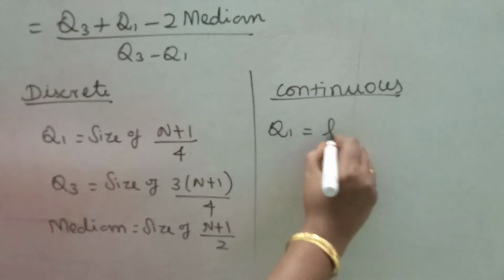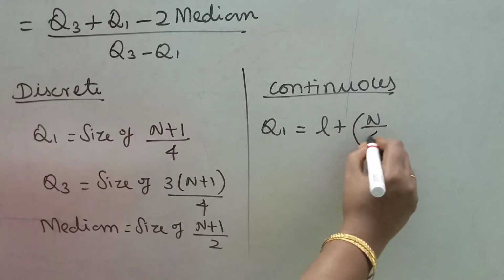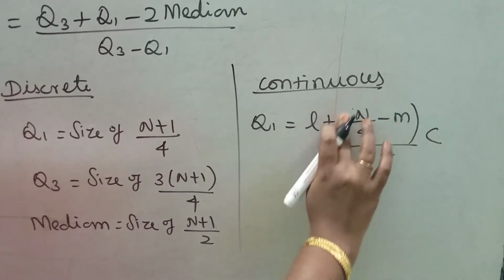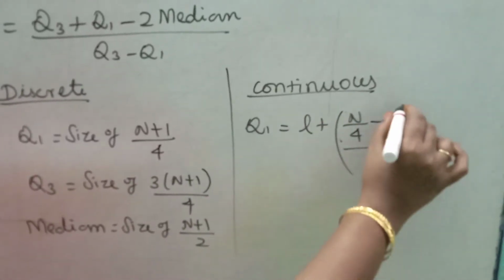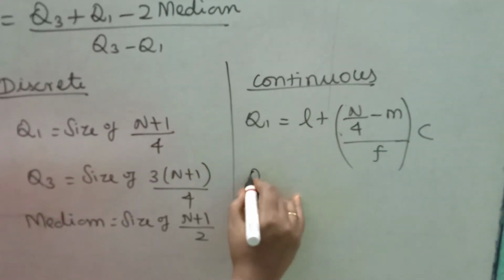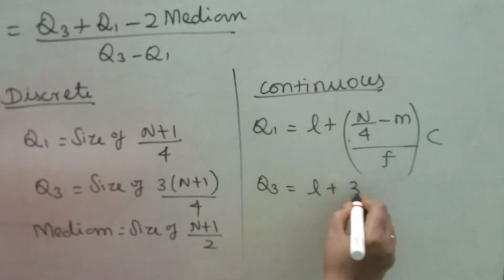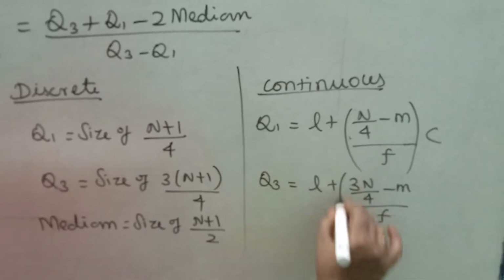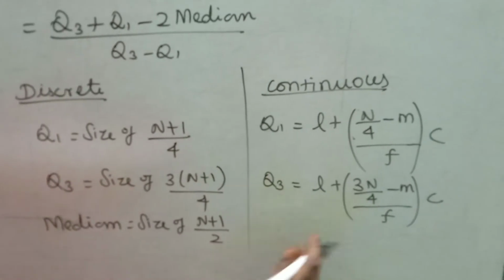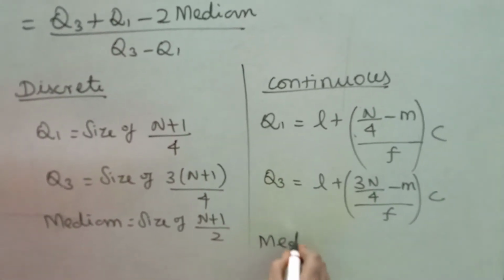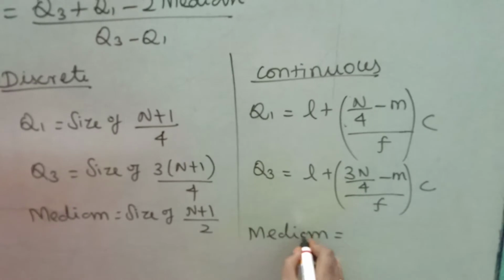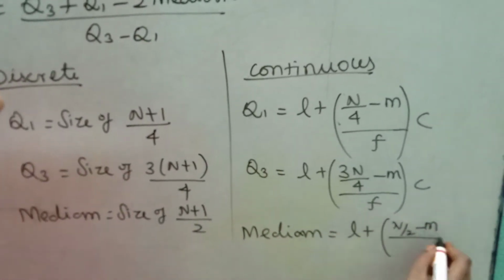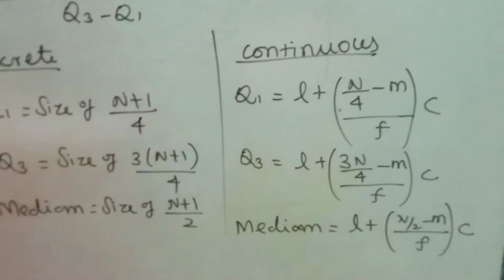Q1 formula is L plus (n by 4 minus m) by f into c. This formula is used for continuous series. Then Q3 formula is L plus (3n by 4 minus m) by f into c. This is for upper quartile. Then median for continuous data is L plus (n by 2 minus m) by f into c.